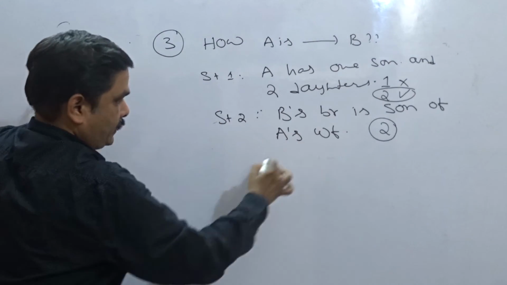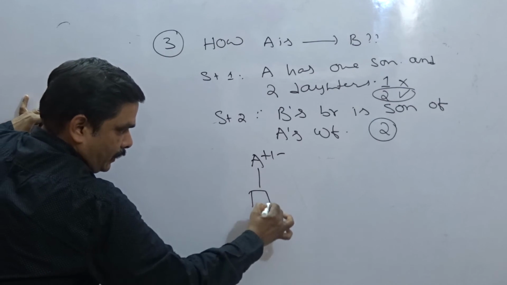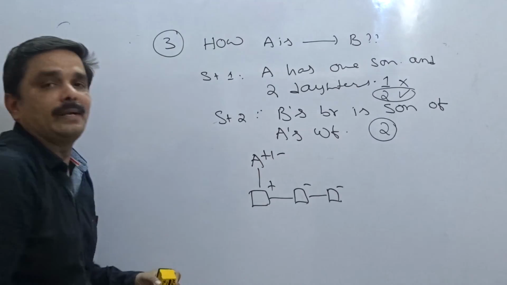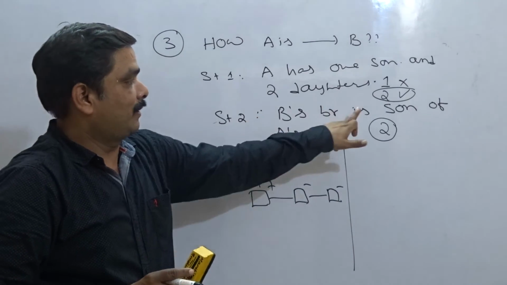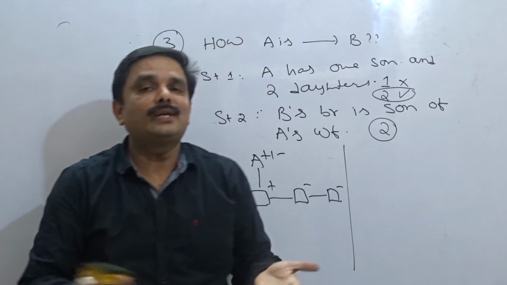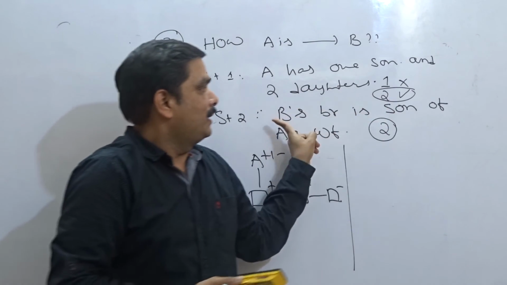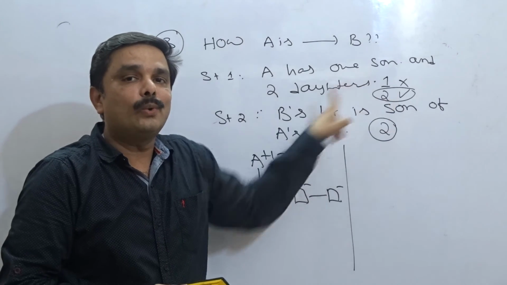Second one says, let's draw this one here. A has plus or minus one son here and 2 daughters. This is the information, right? Now the second one says here, see, B's brother is son of A's wife. Think it over. Without writing anything on the paper also you can say, when B's brother is son of A's wife, what is B to A's wife?